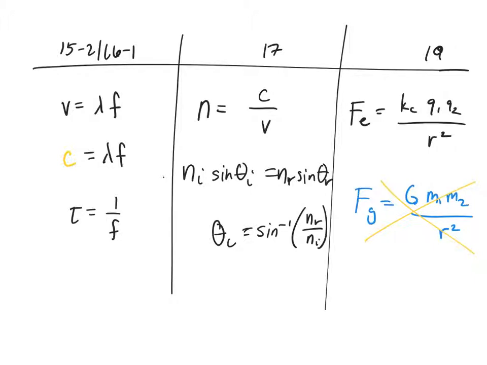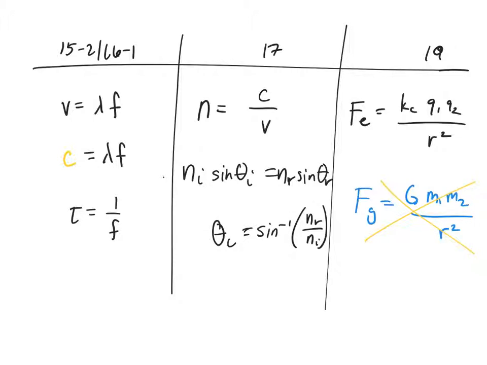In the first formula in chapter 17, this V stands for the velocity, the speed of the wave in the medium. So if it's glass, and you know the speed of light in glass, you can plug that in, and then divide that into the speed of light, 3 times 10 to the 8, and you can get the N value for glass. Will that be given? Like the speed of light in glass? Yeah, I would have to give you that as a statement.